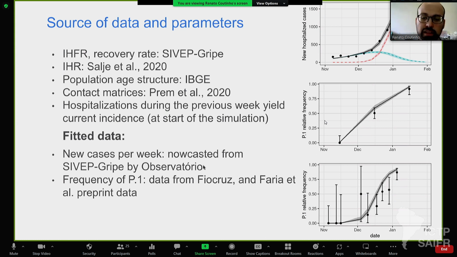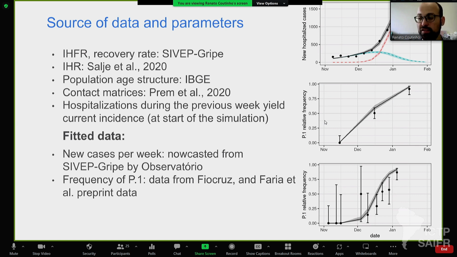Okay, we need the population structure, we need the contact matrices that were measured in a previous paper, and we also need an initial condition, right? So when I showed you the simulations before, I had to start somewhere. What is the initial number of infectious individuals, susceptible individuals, and so on?